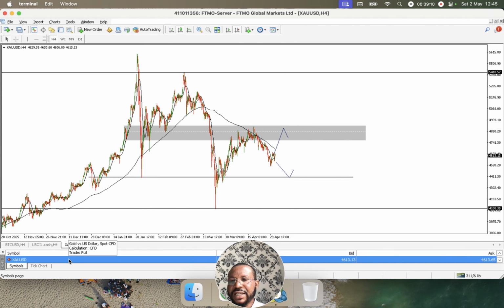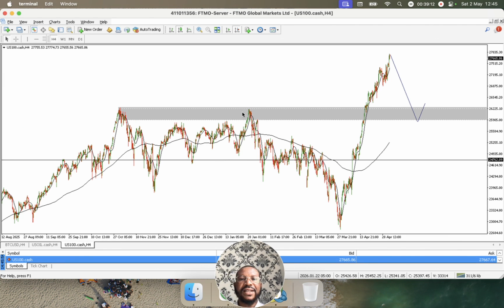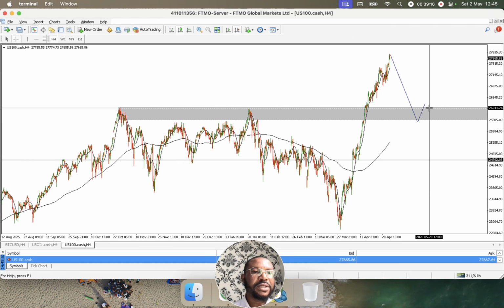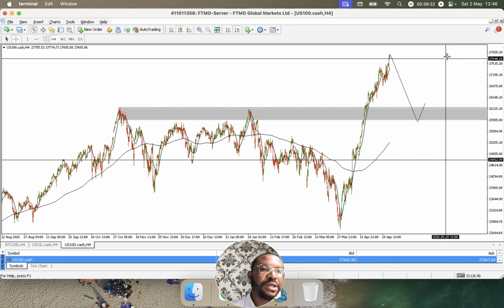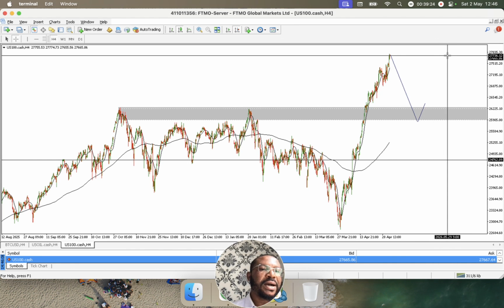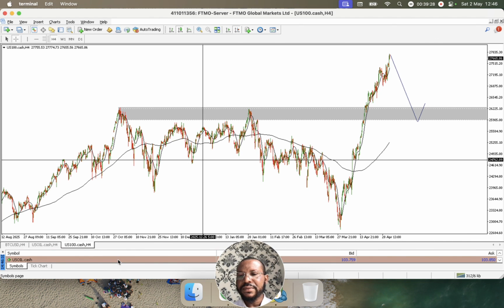Okay, for the next pair, which is the Nasdaq, it is very simple. Wait for price to pull back to this support area. Entry can be at 26.241. Stop loss below this zone at 25.840, and your TP comes back to this high at 27.736.